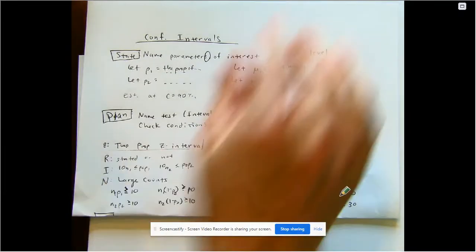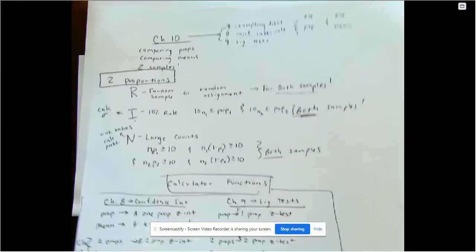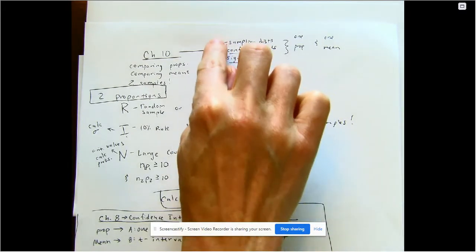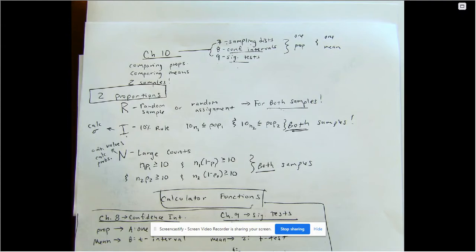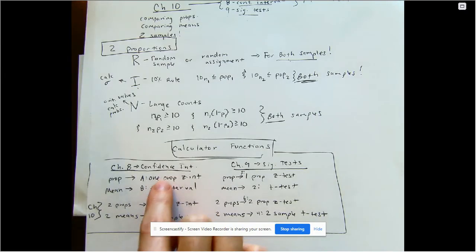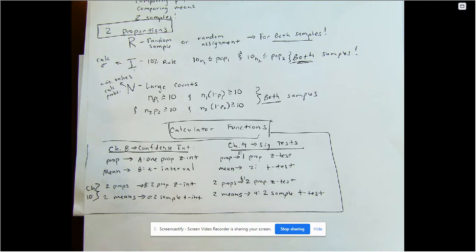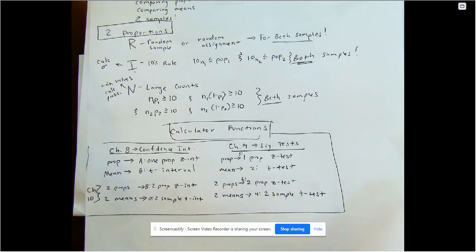Okay, so in yesterday's video, we just introduced chapter 10, which essentially is going to be all of what we've learned in 7, 8, and 9, but instead of one sample, we're looking at 2. So today, I've decided we're actually going to focus on confidence intervals of both proportions and means. So we're going to be looking at how to construct confidence intervals for 2 proportions or 2 means.